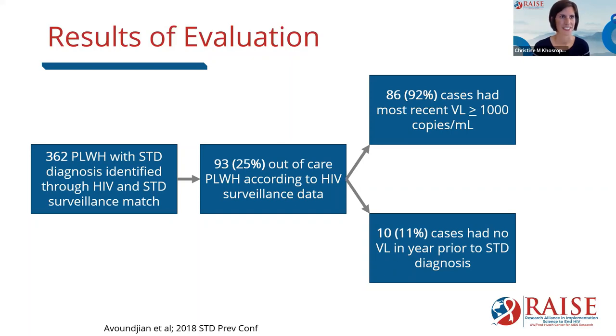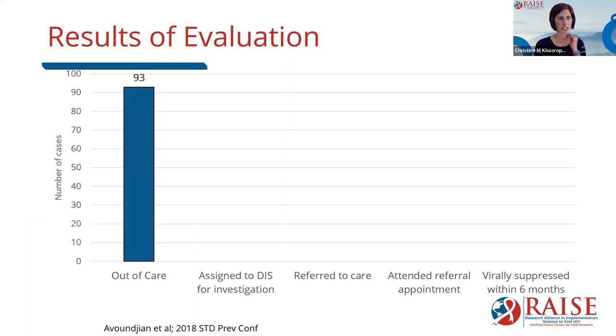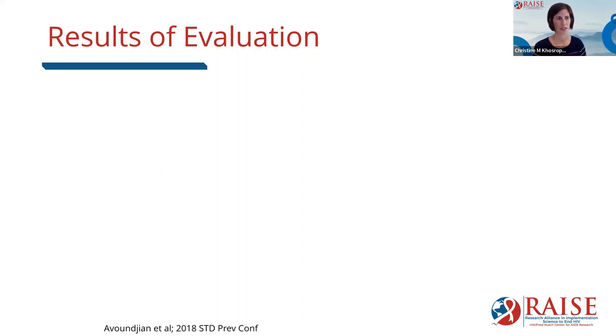And one more click, three had both a viral load over 1,000 and no viral load in the year prior to their STD diagnosis. So it was really these 93 individuals that were newly diagnosed with an STI that we were working with.